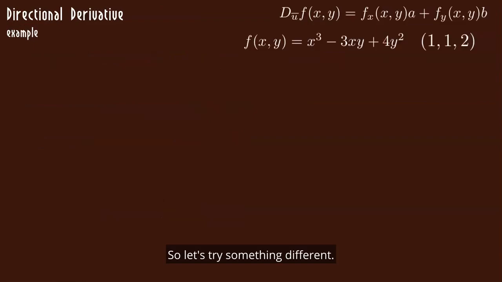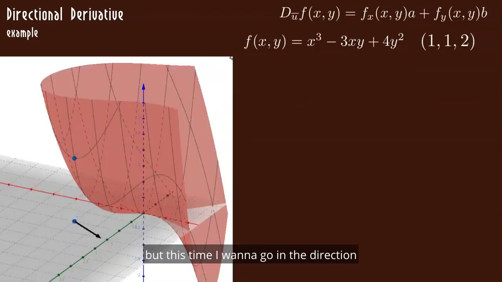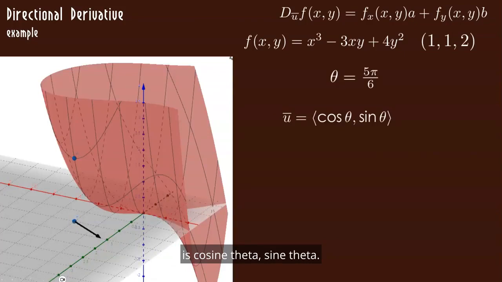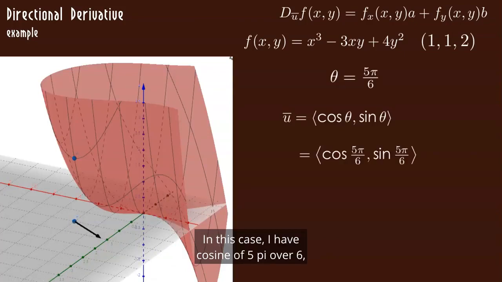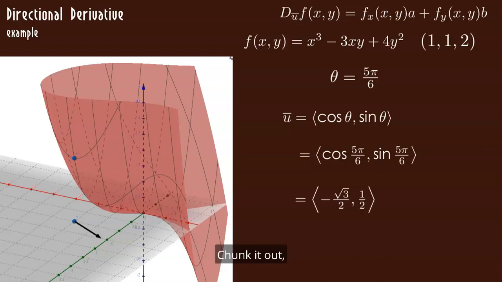So let's try something different. I'm going to keep the function, keep the point, but this time I want to go in the direction of theta equals 5 pi over 6. The unit vector in that direction is cosine theta, sine theta. In this case, I have cosine of 5 pi over 6, sine of 5 pi over 6. Chunk it out, I get negative the square root of 3 over 2, 1/2.